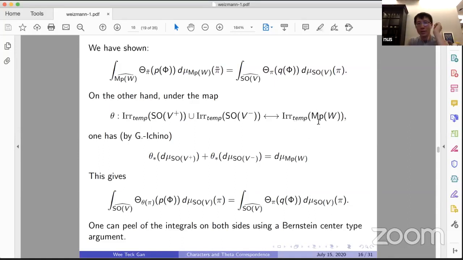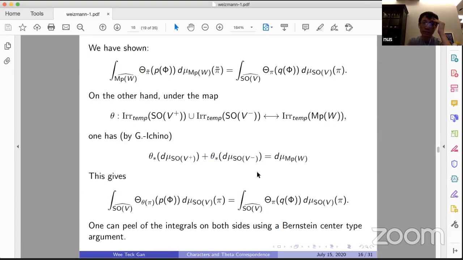Now, of course, all these Plancherel measures depend on some Haar measures on the group. I have to choose a Haar measure on MP and SO compatibly for this statement to hold. Otherwise, there will be some scalars in front. I didn't want to go into these normalization issues in this talk.